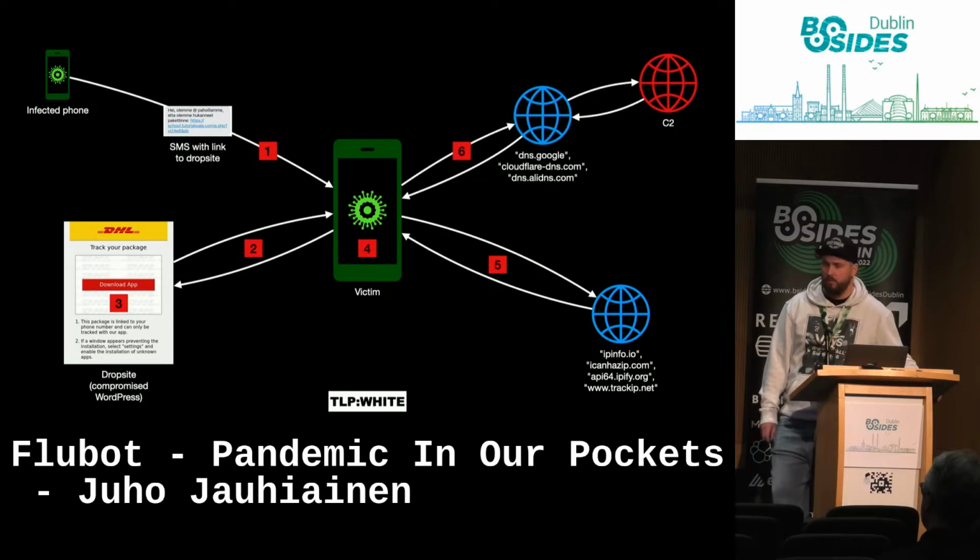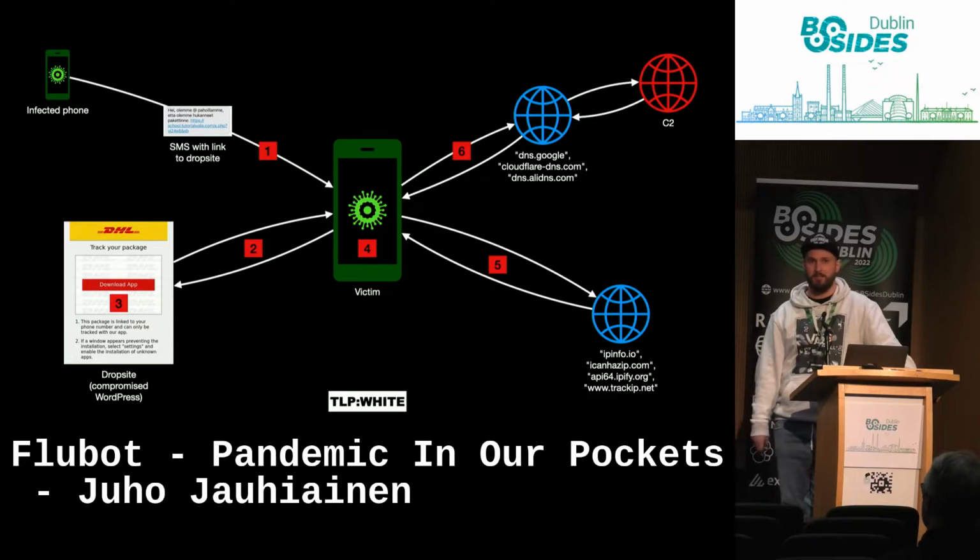And then it starts to communicate with the C2. Since version 4.9 of Flubot, it has used DNS over HTTPS. So all the communication goes through cloud DNS providers like Google, Cloudflare, and also Alibaba. They actually used NextDNS as well, but it was the only provider that started blocking Flubot C2.